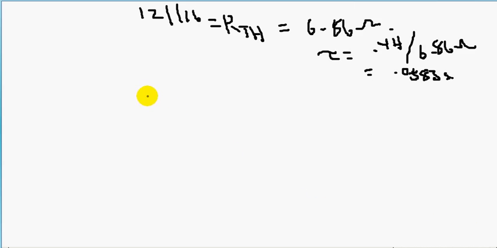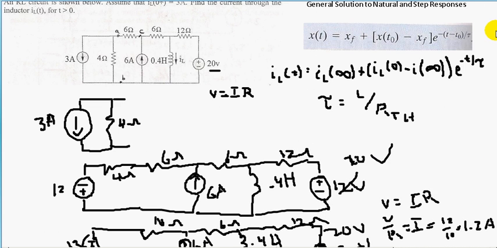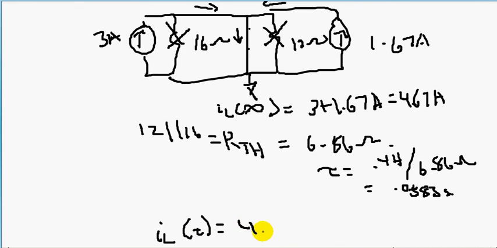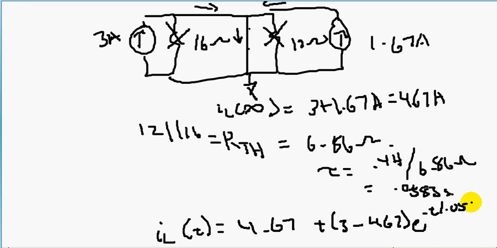Okay, now we'll do that quickly. So we have I_L of t equal to our final, 4.67, plus our initial, 3, minus our final, 4.67, times e to the minus t over tau, 0.058 seconds, and that's for t greater than 0. And that's how we do it. Thank you for watching.